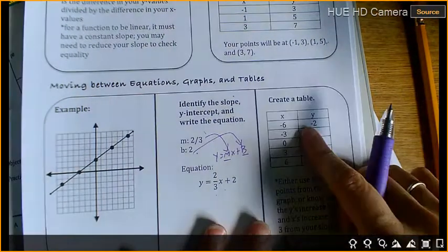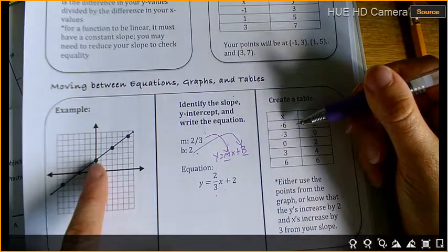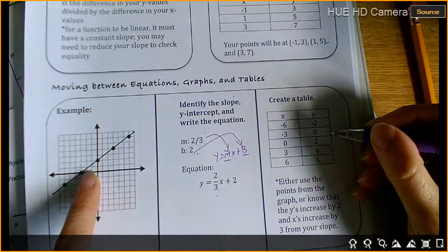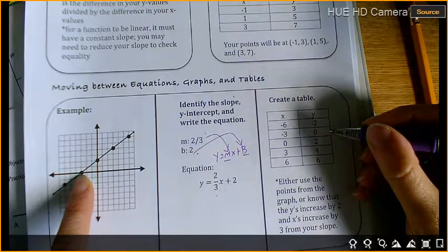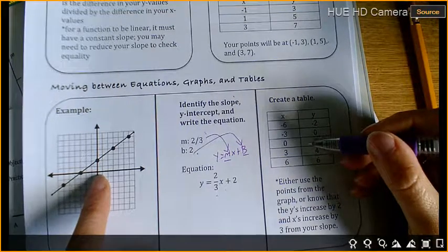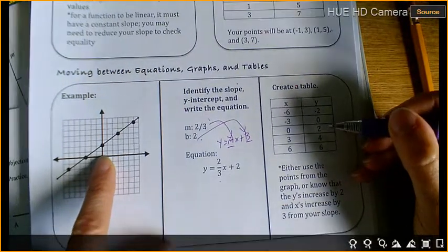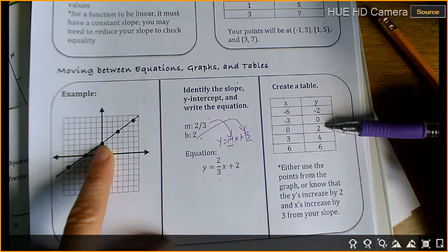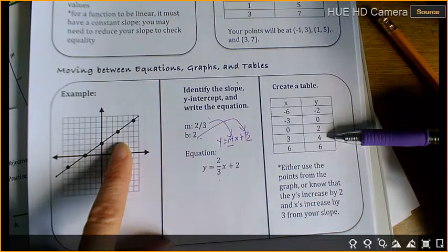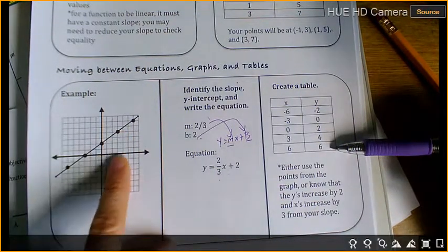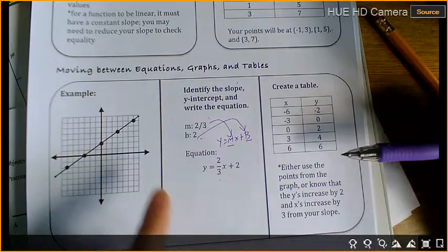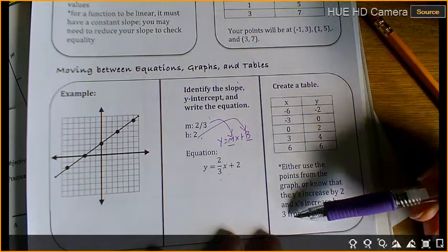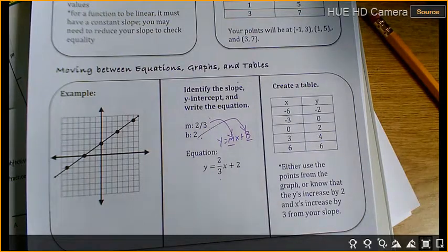This is my table. These are a set of points. At -6, if I go to the left 6, down 2, I get a point. If I go -3, so left 3, up or down 0, that's a point. If I go right or left 0, up or down 2, that's a point. If I go to the right 3, up 4, that's a point. If I go to the right 6, up 6, that's a point. Either use the points from the graph or know that the y's increase by 2 and the x's increase by 3 to form your slope.